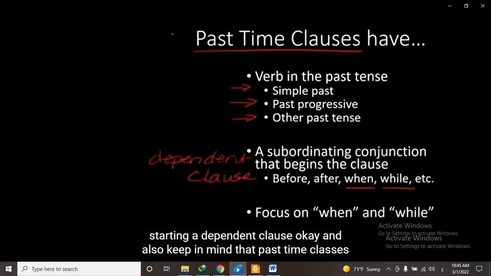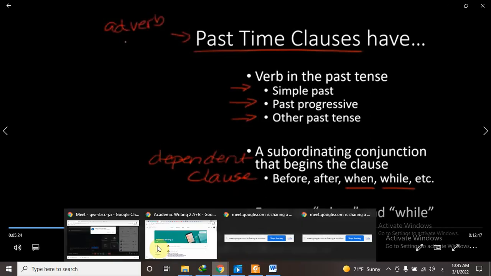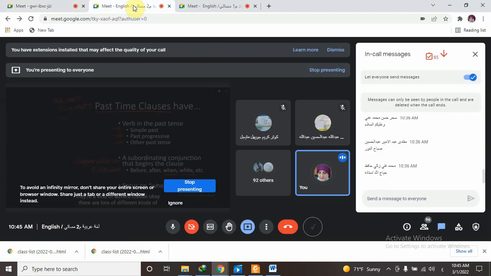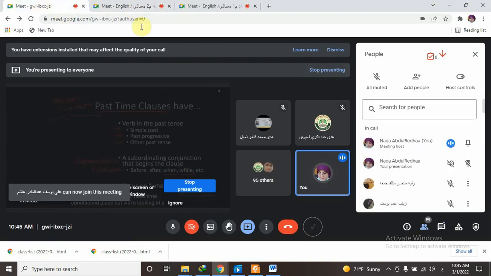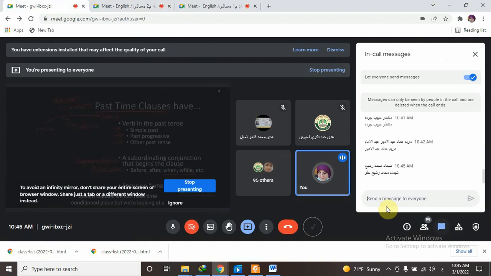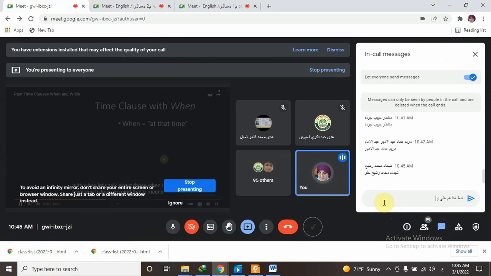And also keep in mind that past time clauses, they're a kind of adverb clause. Okay? There are lots of different kinds of adverb clauses. We can have time, condition, place, but we're looking at a specific kind of adverb clause called a past time clause. So time clauses with when, let's talk about those. When, I want you to keep in mind that it means at that time.